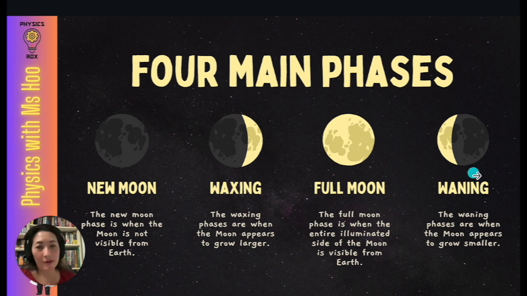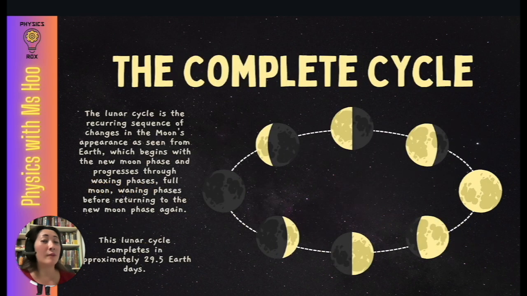Now remember that the moon is not actually growing and shrinking. The moon's size does not change. Why it appears to us as if it's growing and shrinking is because it depends on how much of the moon is illuminated. So the Earth is actually casting a shadow on the moon as the moon orbits the Earth. So we'll take a look at the position of the moon, Earth, and Sun in a little bit. But for now, let's learn about the complete cycle.